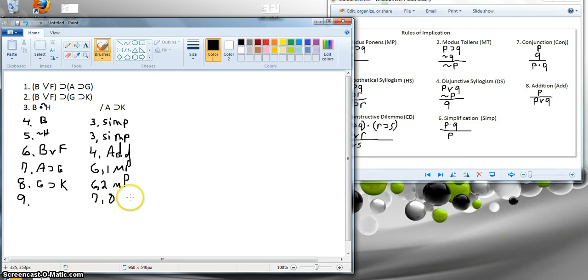7 and 8, and that is hypothetical syllogism. My 8 looks like a 0. And that comes out to be if A then K. Alright, we've done it. And we've proven that this follows. You could have skipped step 5, but if you included it, it's just as valid as if you skipped it. We didn't really need it, right? So you could have done it in 8 steps, or maybe even in a different way.